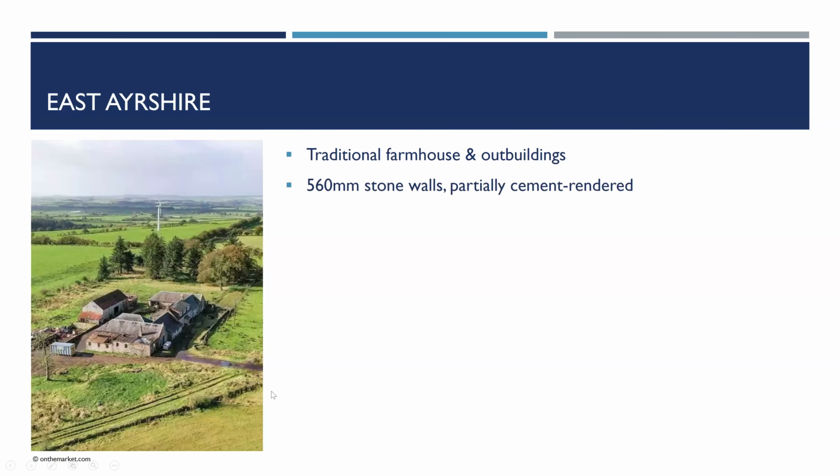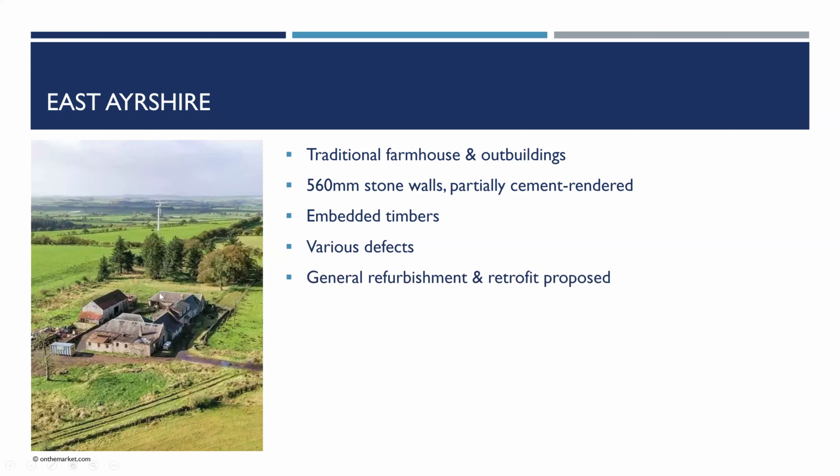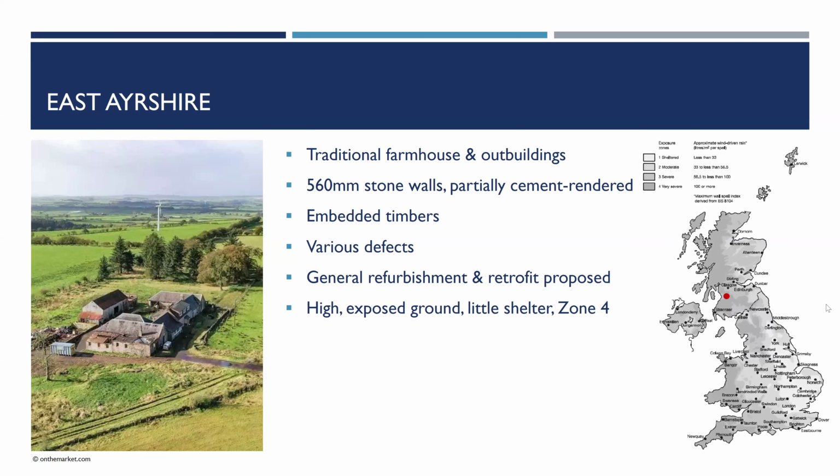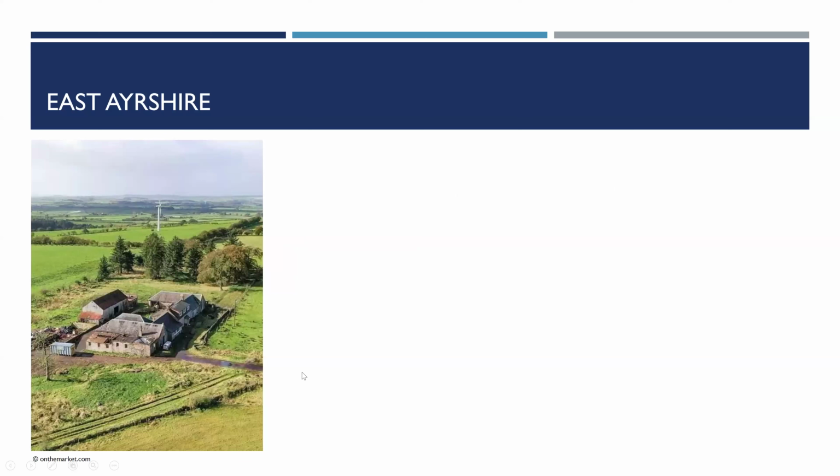So traditional farmhouse and outbuildings. You've got thick stone walls, they've got a bit of cement render, lots of embedded timbers and lots of moisture related defects. It's going to be done up, including in retrofit measures. It's pretty high up and exposed. There's not much shelter. There it is, if you can see the dot on the map on the right.